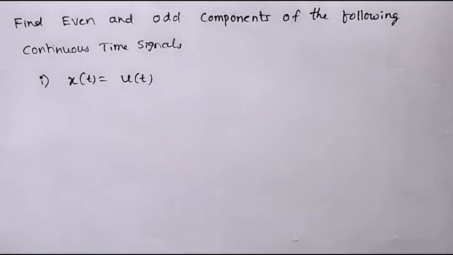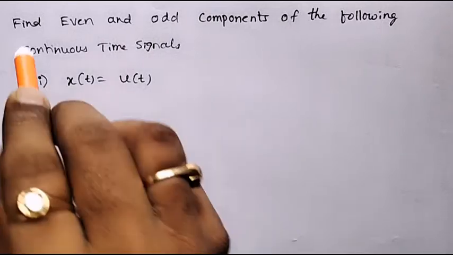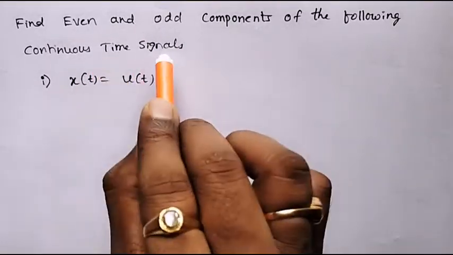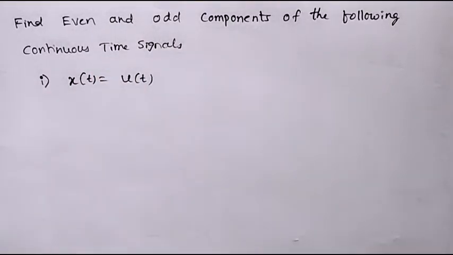Let's take numericals on even and odd components. Find even and odd components of the following continuous time signals. The given signal is x(t) = u(t).